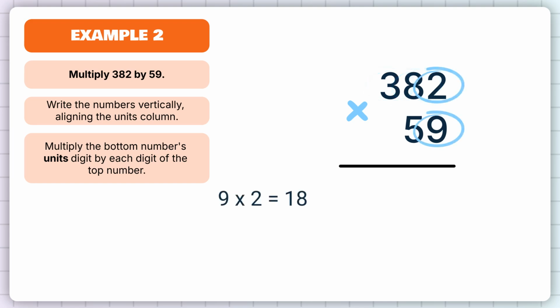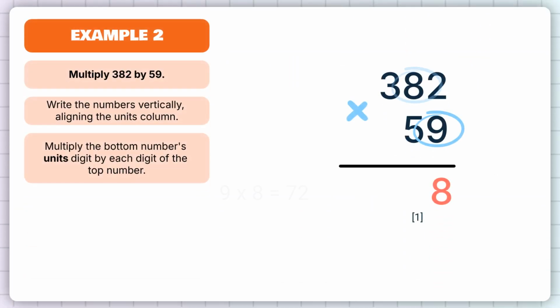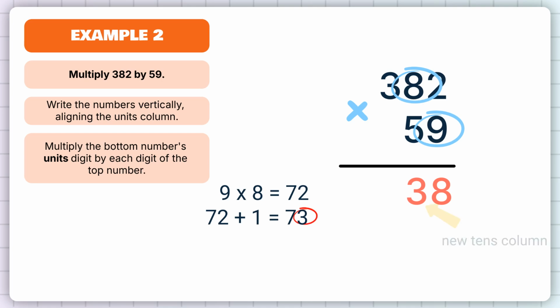9 multiplied by 2 is equal to 18. So we write 8, the units value of 18, in our new units column. Then we carry the 1, the tens value of 18. Next, 9 multiplied by 8 is equal to 72. Adding the 1 that we carried means our total is equal to 73. Hence, we note the 3, the units value of 73, in our new tens column. Then we carry the 7, the tens value of 73.